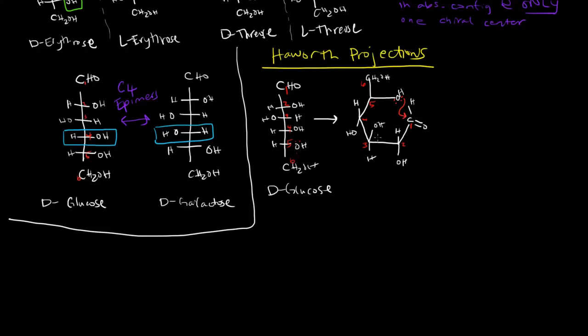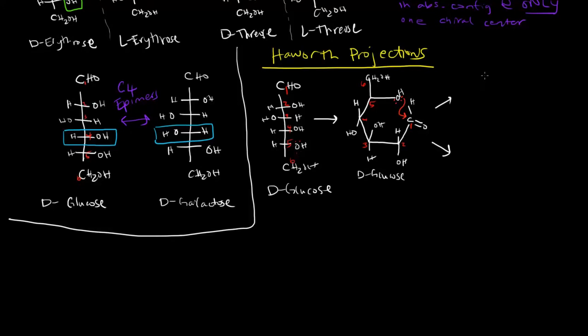Now, they can attack from either the top or the bottom of this. And the reason why is because this carbon is sp2 hybridized. And if you remember, sp2 hybridized means a trigonal planar geometry, right? And if it's a planar structure, then you can attack from the top of the plane or the bottom of the plane. So when this D-glucose cyclizes, okay, this is still D-glucose here, we can form one of two things.